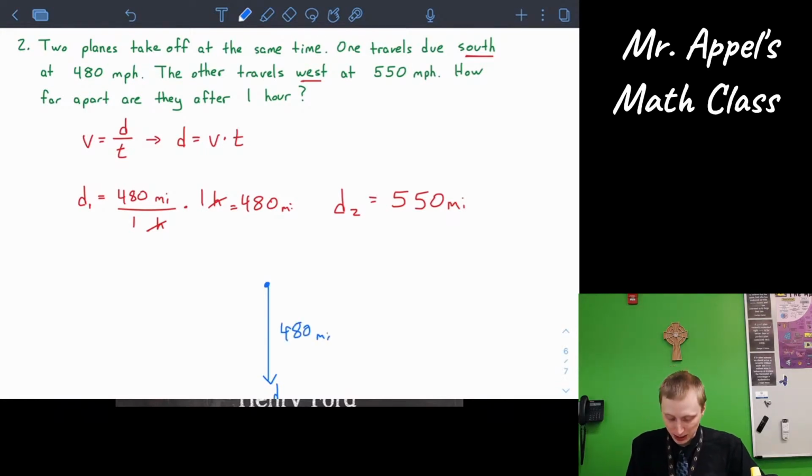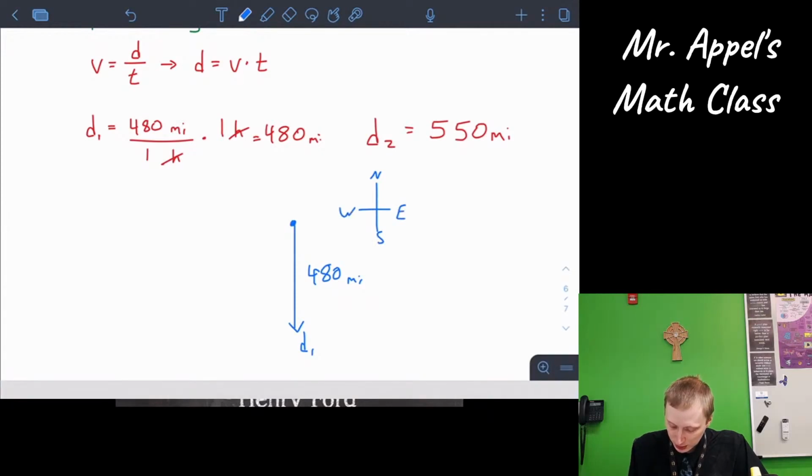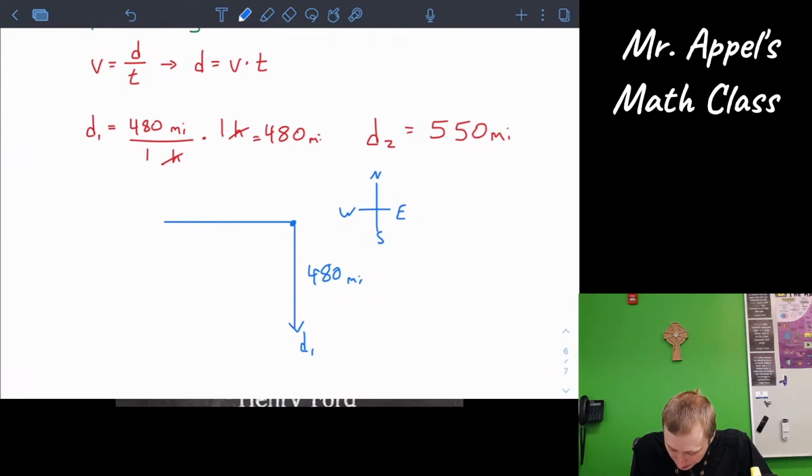That's 480 miles. I'm going to say that represents 480 miles. And plane 2, let's see, compass rose, right? So we've got north-south, east-west, never eat shredded wheat. And it goes west, so that would be this way. Let's make our arrow just a little bit longer, because that's 550. Are they exactly to scale? No. But I want the big one to look like it's the bigger one. It's good enough.